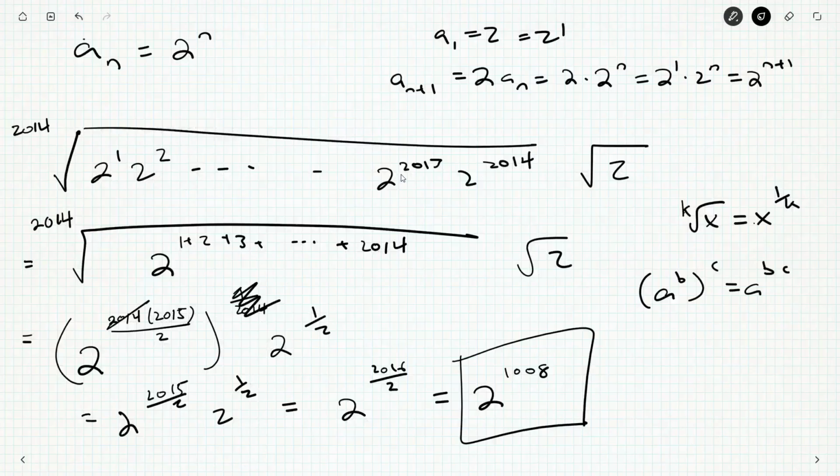2 to the 1008. We had to understand the pattern in the sequence. We once again needed to know the sum of the first k natural numbers formula. We also needed to understand a number of exponent laws and how square roots and nth roots relate to exponents, or how they can be translated into exponents. But not so bad. I kind of like this question, both A and B parts, and I'm eager to see what's in store for question number 5. And if you are, then I'll see you there as well.